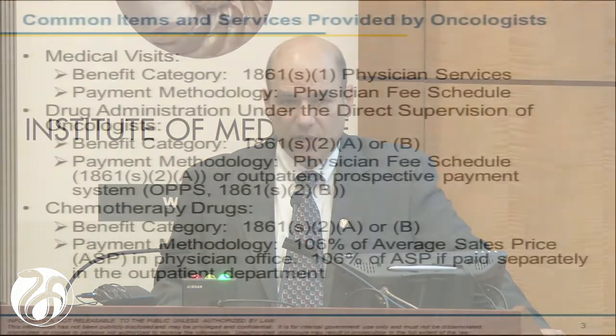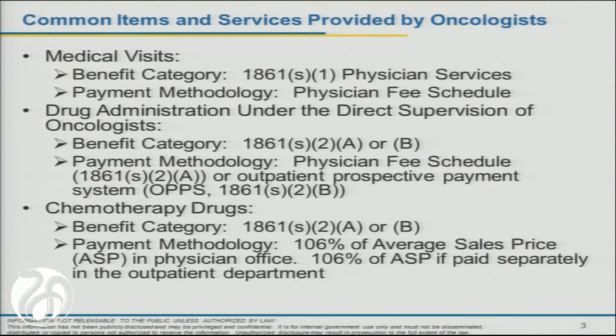So each of these benefit categories provides the provision of law that allows us to pay for the drug or service. Then the next provision of statute that we look at is what is the statutory provision that provides for payment for that item or service. So I described before 1861(s)(1) physician services. The payment methodology for those services is the physician fee schedule, Section 1848 of the Social Security Act.